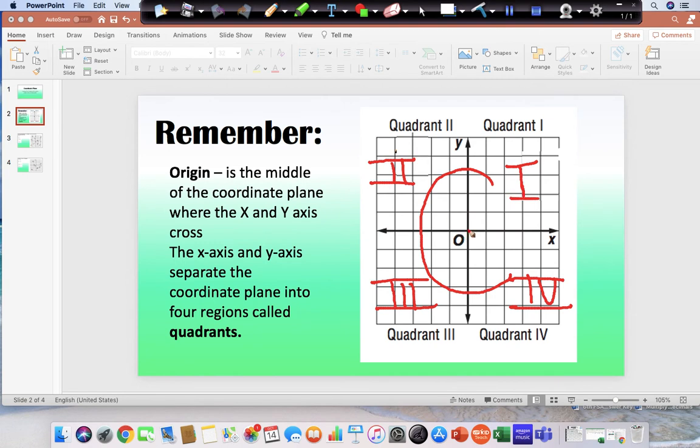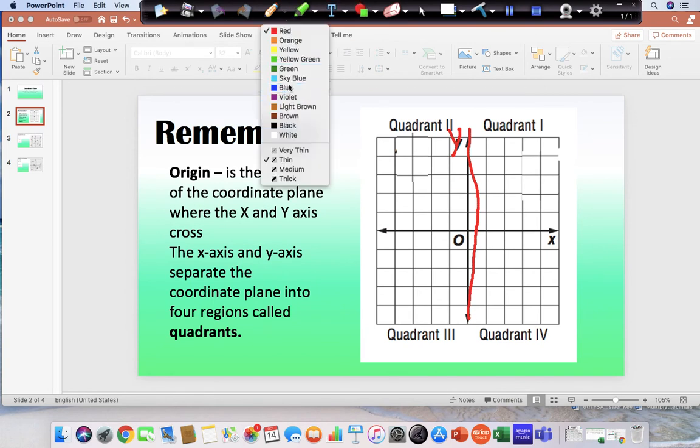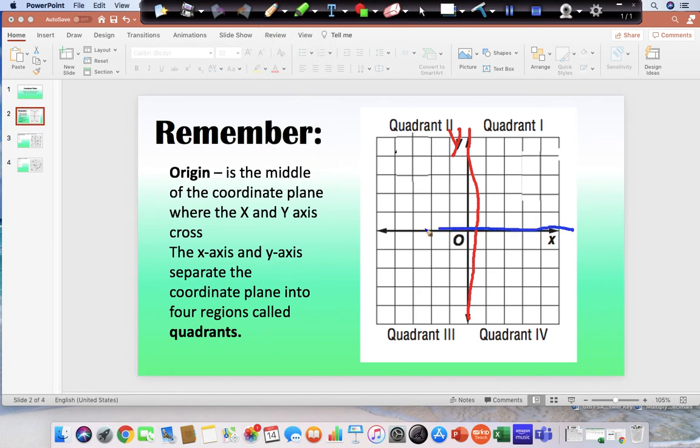This middle point where the x and y axis cross is called the origin. The origin is where the x and y axis meet or cross. This is perpendicular. Up and down is our y-axis and left to right is our x-axis. So this is the y-axis. That wasn't straight. And this is the x-axis.